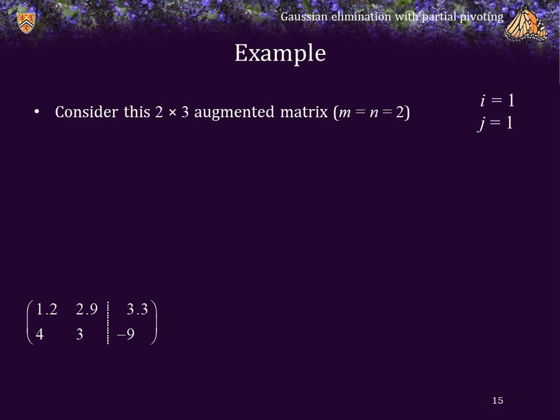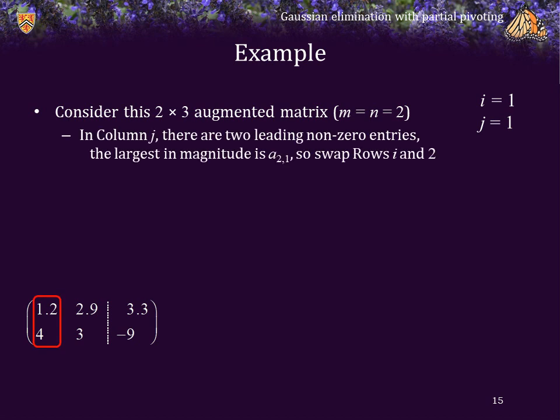Consider this 2 by 3 augmented matrix below. So m equals n equals 2. We initialize the indices i and j to be 1. Now, in column j equals 1, there are two leading non-zero entries, the largest in magnitude of which is at index A22. So therefore we swap row i equals 1 and row 2.